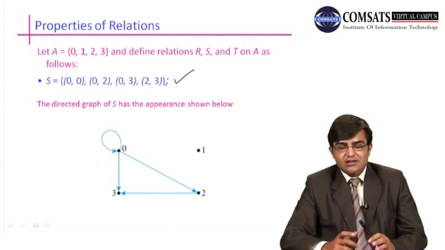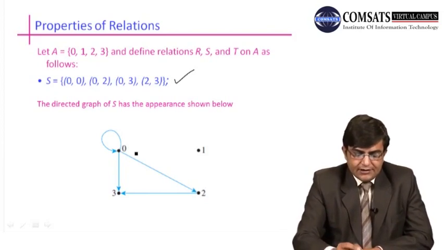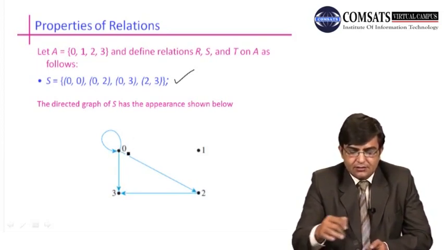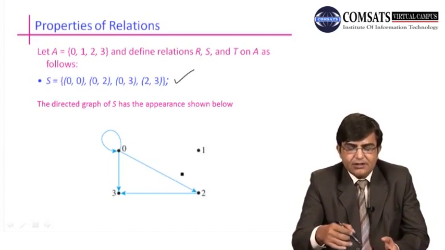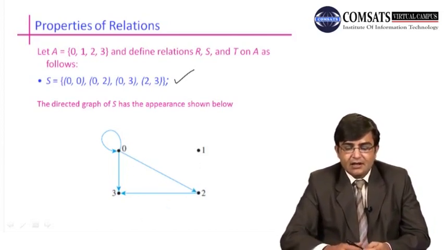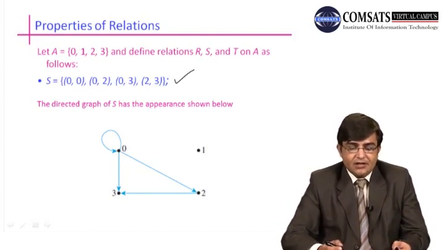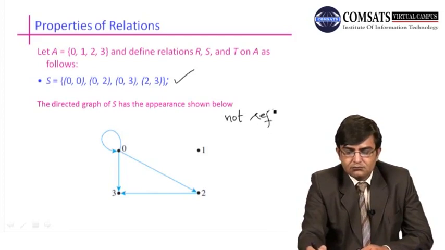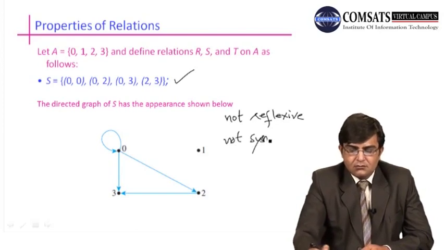Transitive. Now we check whether this relation is transitive or not. When 0 is related to 2 and 2 is related to 3, 0 is related to 3. When 0 is related to 0 and 0 is related to 2, then 0 is related to 2. So every possibility of the transitive property, this directed graph satisfies. So this relation is transitive. So this relation is basically not reflexive, not symmetric, but this relation is transitive.